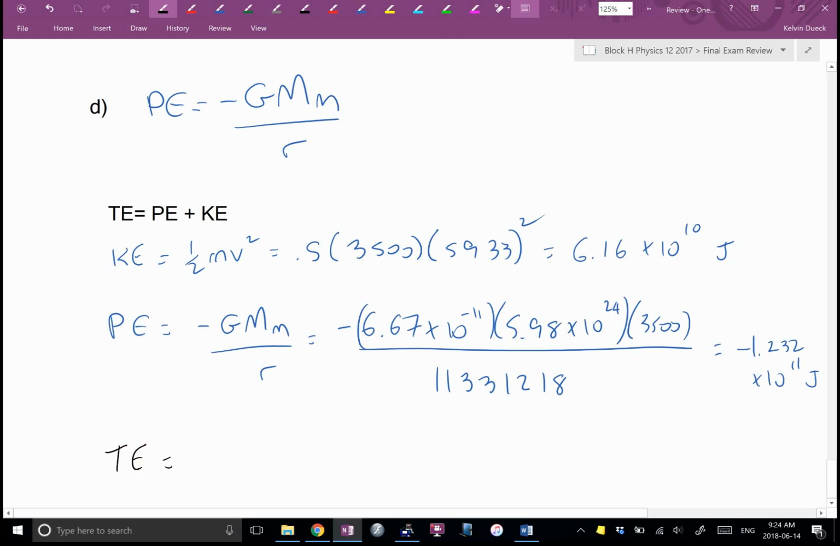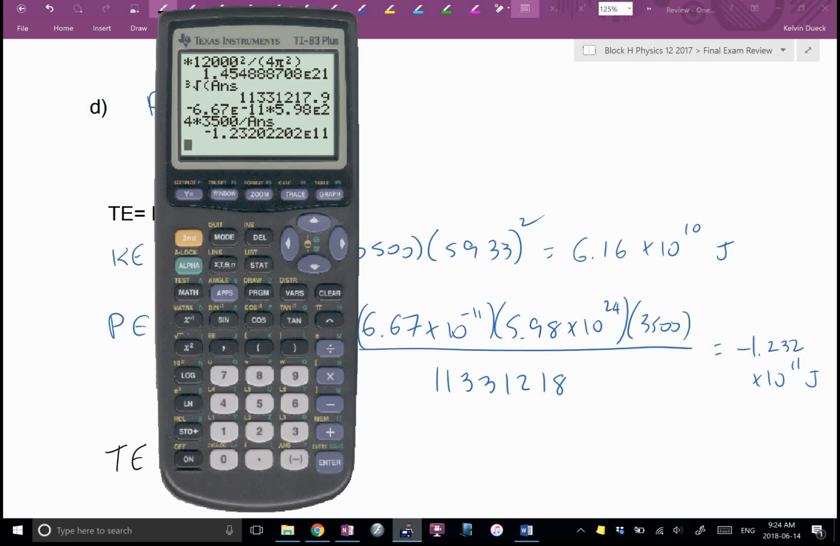And if we're lucky, you'll notice we could have saved ourselves a lot of time, because when I add this to 6.16 times 10 to the 10th, I get, I'm going to guess, negative 6.16 times 10 to the 10th, do I?